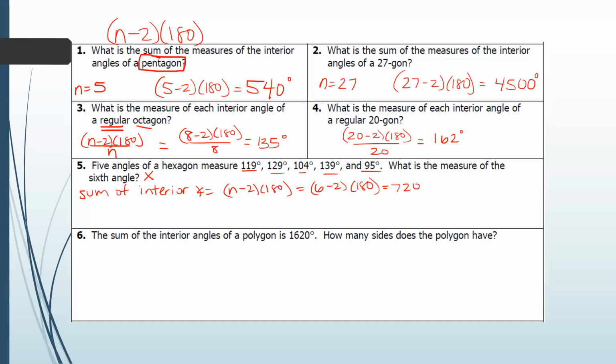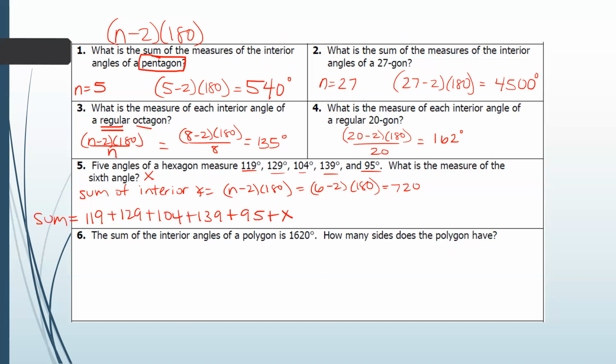Okay. Now, what does sum mean? Well, sum means add together. So I could add all of the angles together, and that would be the sum of the angles, that 6th one being x. So I could add all the angles together. That is the sum. That is the sum of all the angles.